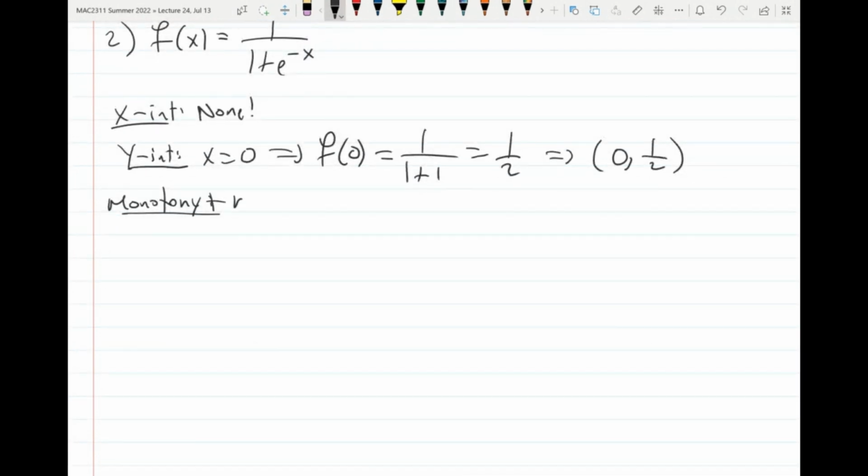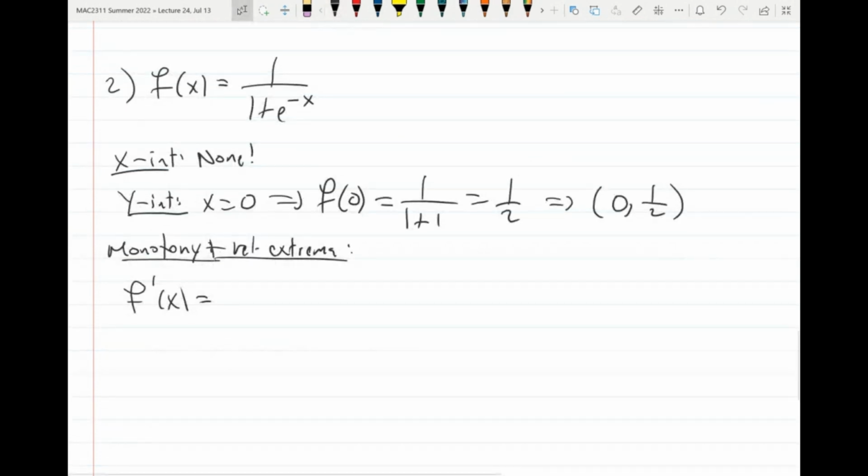For monotony plus relative extrema, we're going to look at the derivative. So what's the derivative of this? I have to use the quotient rule. The derivative of the top is 0, so 0 times the bottom, that's just 0. So minus the top times the derivative of the bottom, which is negative e to the negative x, right? So this will be e to the negative x times -1, because of the chain rule, over bottom squared.